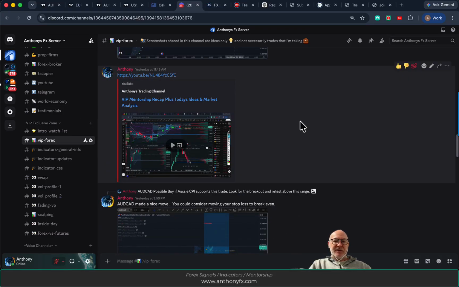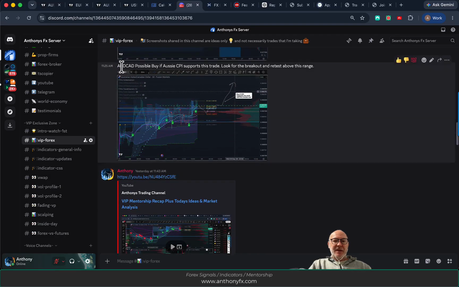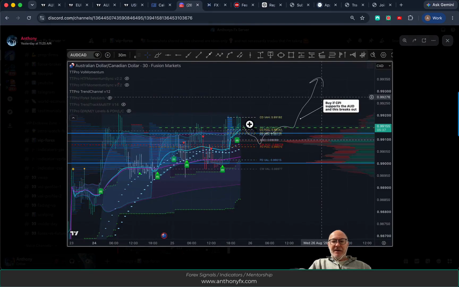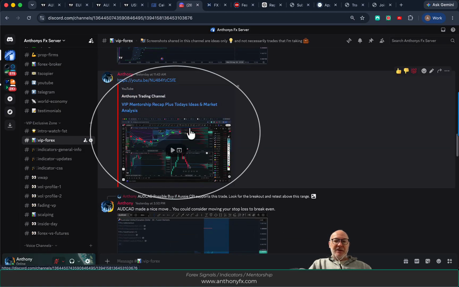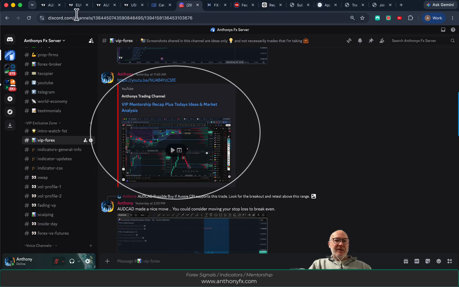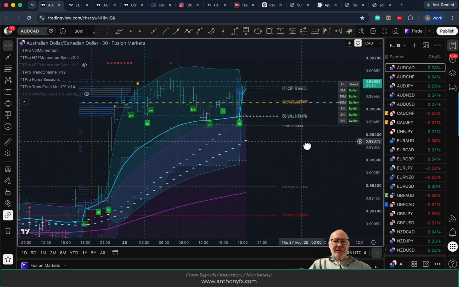Okay, just to give you a bit of an idea of what's being posted in here, it's a very, very easy strategy to follow. When I post an idea, I'll show you how to get involved, like this, for example. The Aussie CAD, buy if the CPI supports the trade. Look for the breakout and retest above the range. Yeah, so we were looking for that. So that's what I'm posting, and all you've got to do is, well, actually, make sure you watch the mentorship videos every day. But the Aussie CAD, all you've got to do when I post something like this, come in here. That's a really, really simple thing.